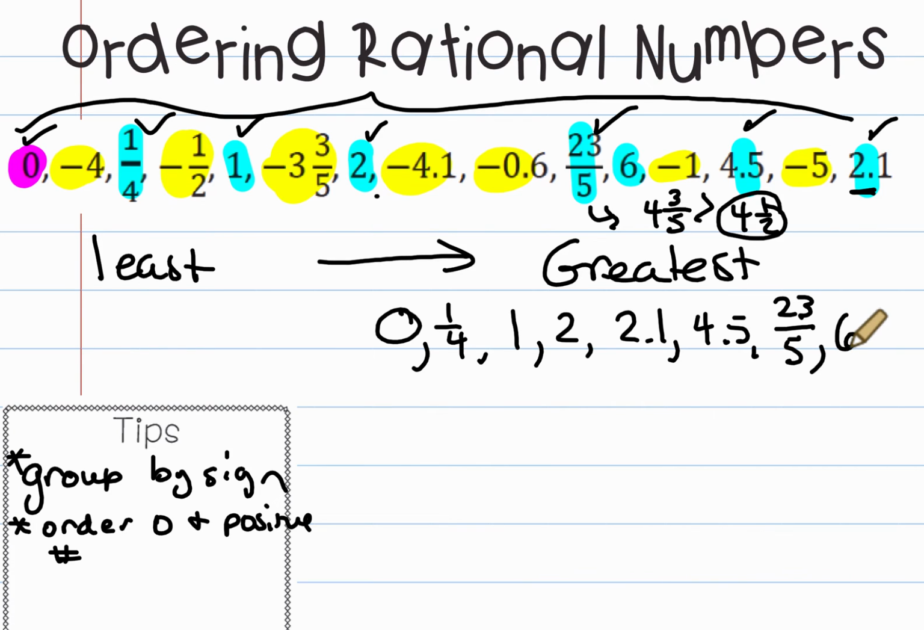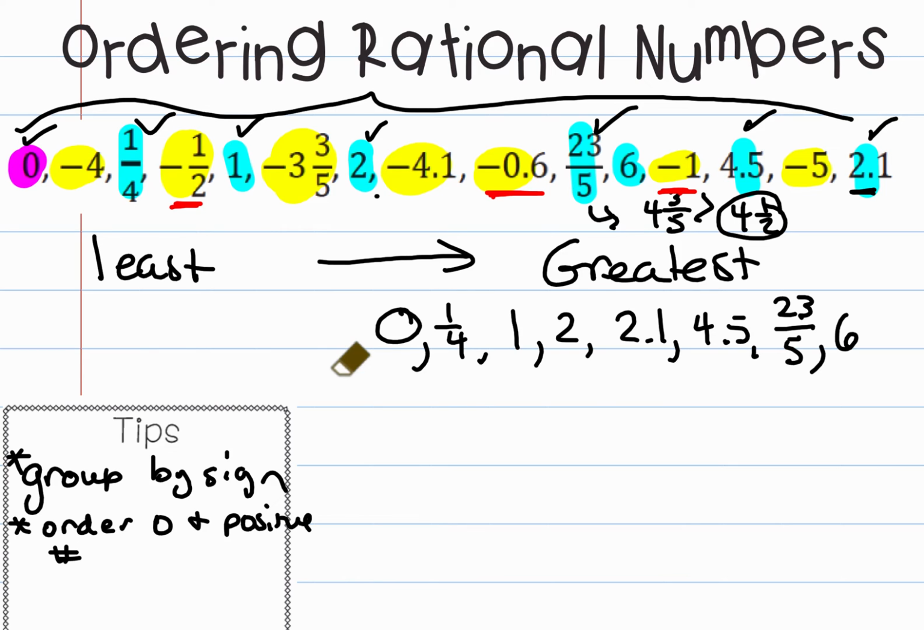So now we're ready to do the negatives. Now remember we said the bigger the magnitude of negativity, the smaller it is. So we want the most negative number we know is going to be the least. The one closest to 0 is going to go exactly to the left of 0. So which one is closer to 0? So when I'm looking at the negative numbers, I want to look at the ones closest to 0 first.